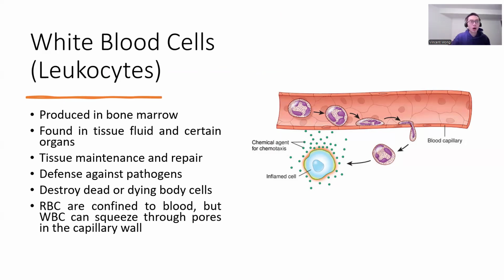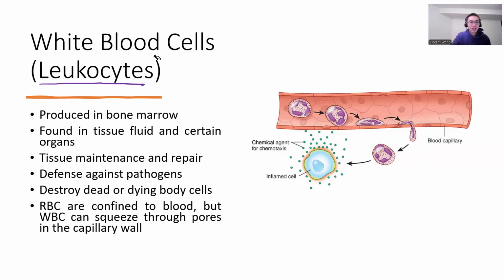White cells are leukocytes. Leuko is white. Okay, cyte is cell. So red cell is erythrocyte, white cell, leukocyte. They are also produced in the bone marrow. Remember, all of your blood cells came from the same kind of stem cell, right? And the process again is called hematopoiesis.